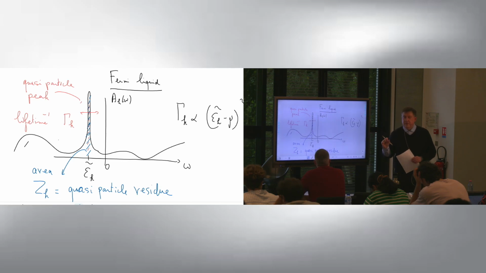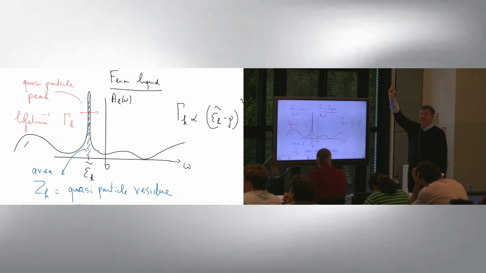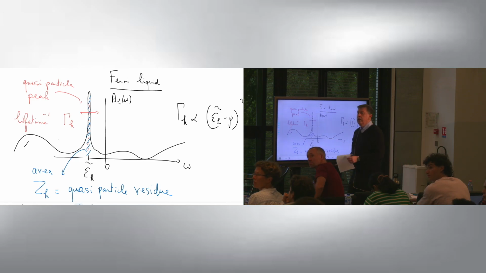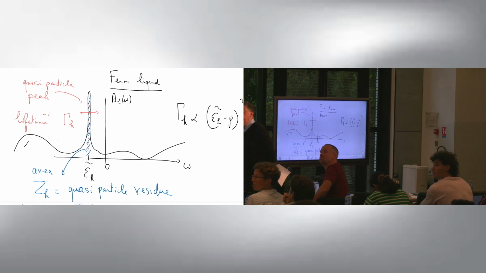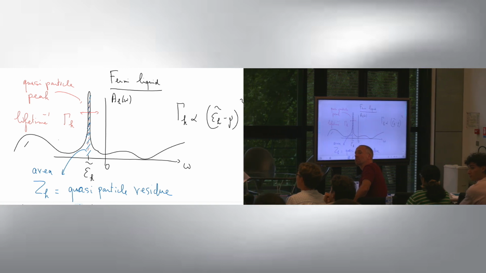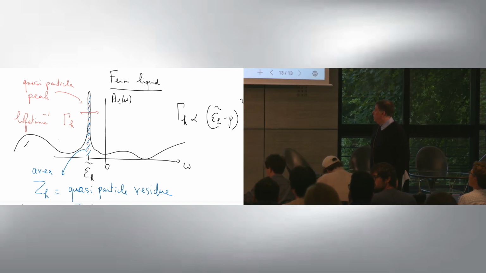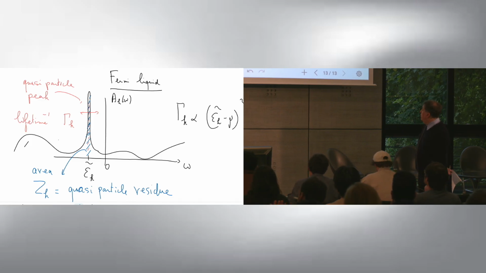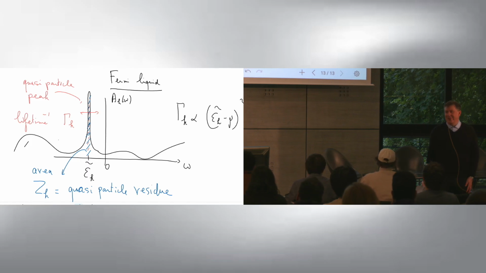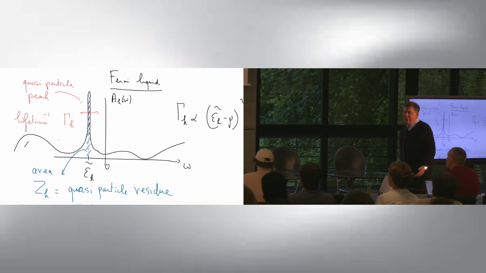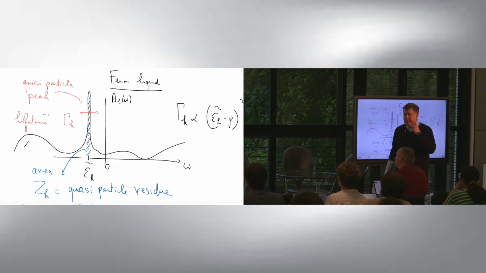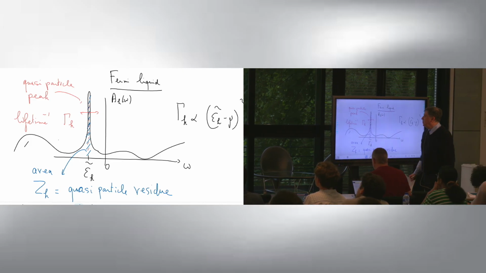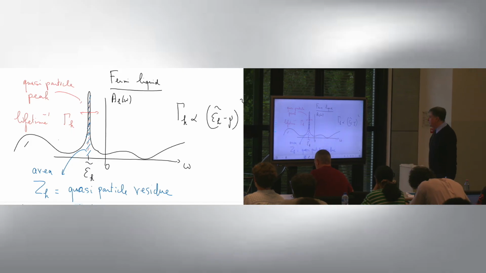Question on that? That's a bit more advanced, right? That's Fermi liquid theory. No questions? Yes, question. Why don't we call it quasi-hole residue, because it's below omega equals 0, like a hole excitation? Yes, you're right. It's a hole excitation and then a particle excitation, but yeah, it's called quasi-particle residue.